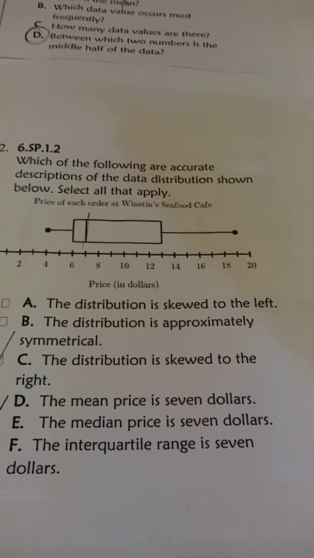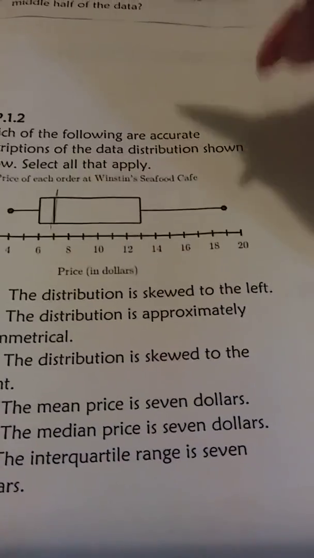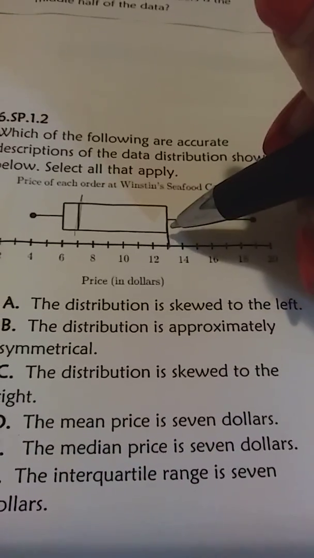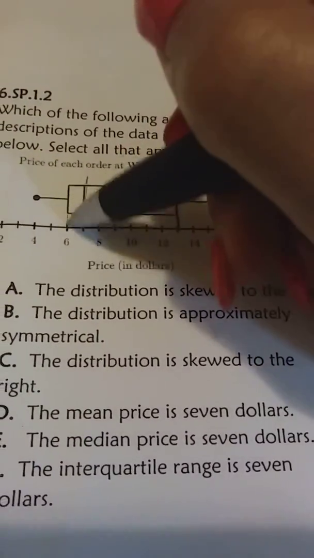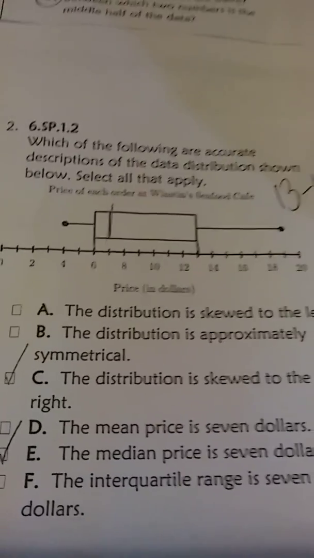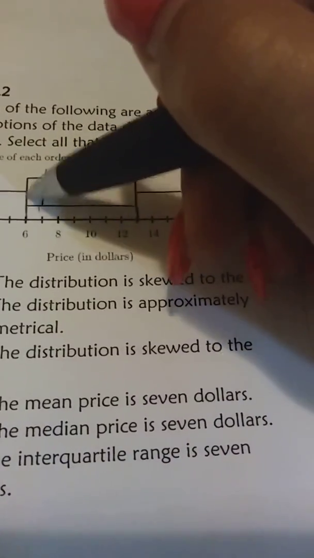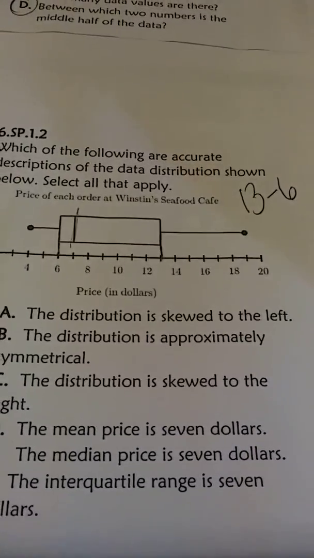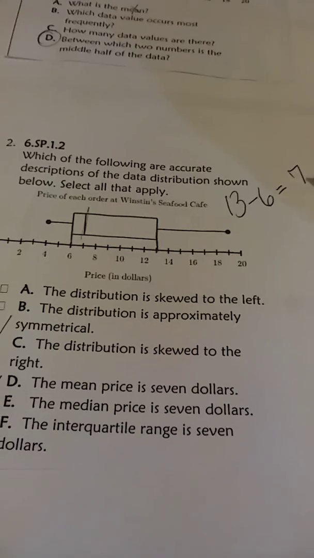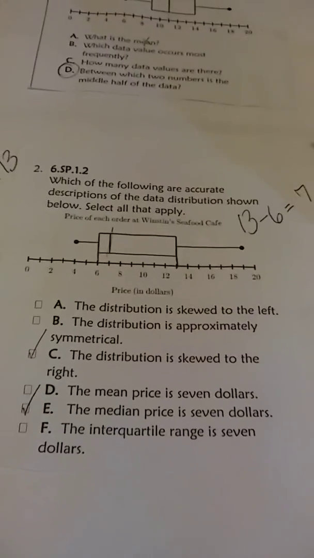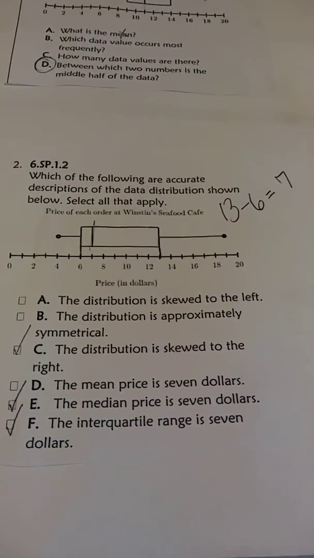The interquartile range is $7. Okay, once again, to check the interquartile range, you have to subtract this value, which is 13, from this value, which is 6. And just a reminder, this value here is called the third quartile. This value here is called the first quartile. And you would subtract those two numbers to see what you get. And in this case, you do get 7. So F is an option. Your answer should have been C, E, and F.